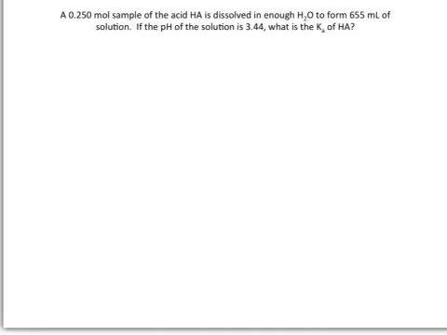In this problem, we're given an unknown acid, and we're asked to determine the Ka of the acid. So this is going to be another equilibrium type problem. Before we set up our ice table, we do a couple preliminaries.